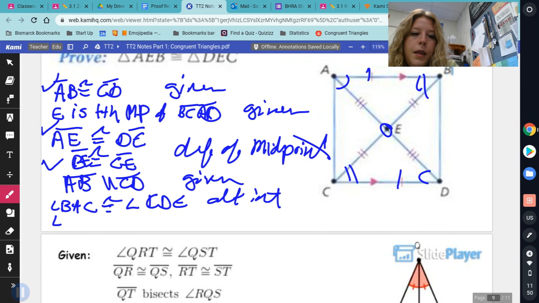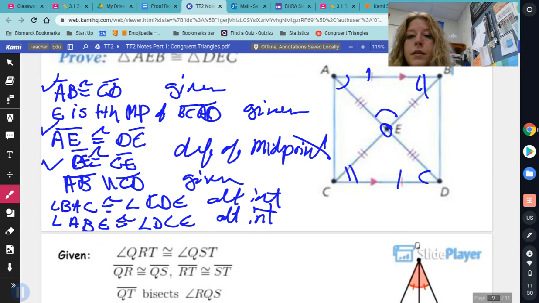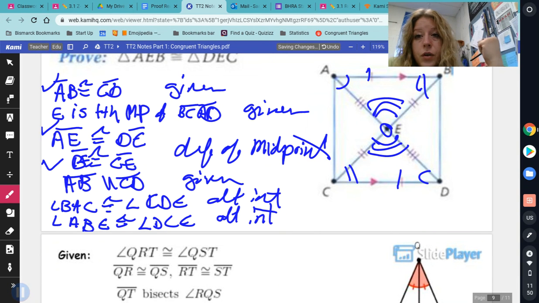And we got alternate interior on the other side. Angle ABE is congruent to angle DCE by alternate interior. And then we have the two angles on the inside, these. So I've got all my markings inside this triangle. And you can say that those two angles are congruent by either vertical or the third angle theorem. And that is angle AEB and angle DEC. I'm out of room. Now we have all three angles, so we can say that the two triangles are congruent.